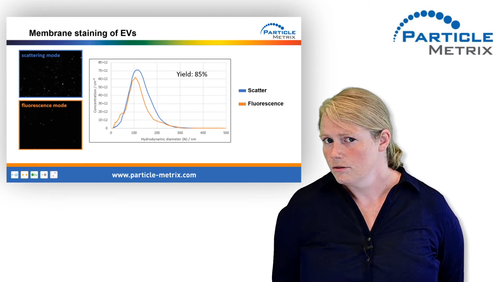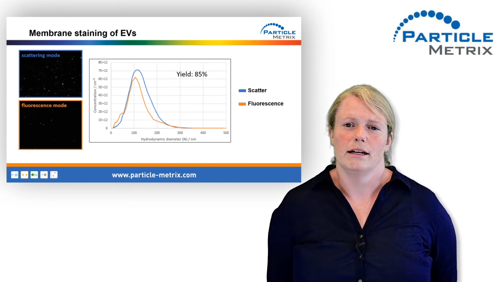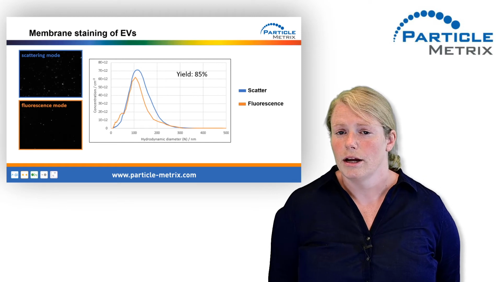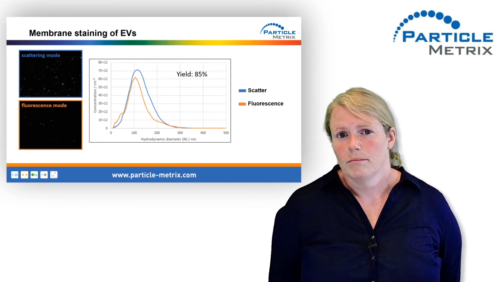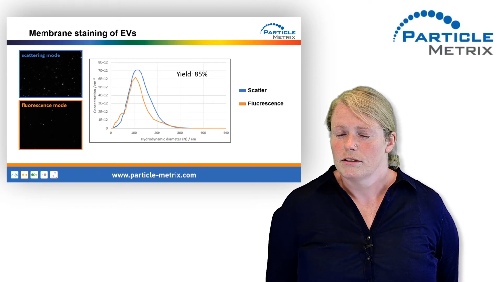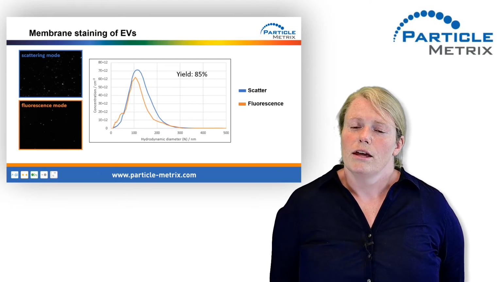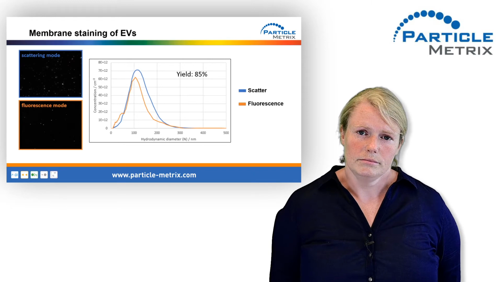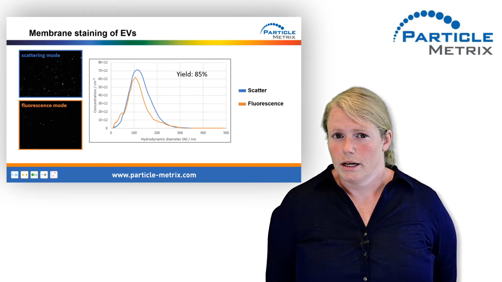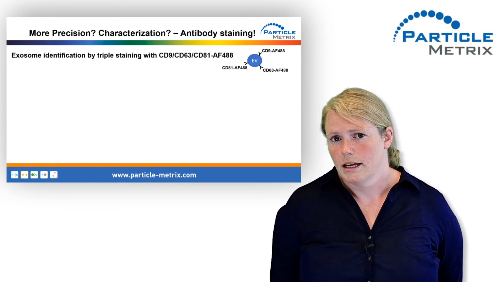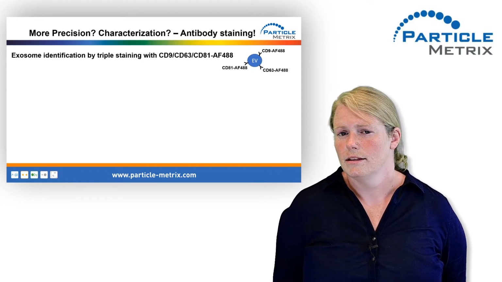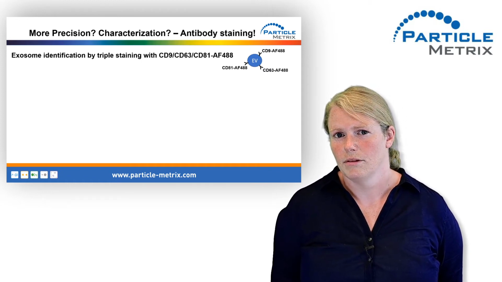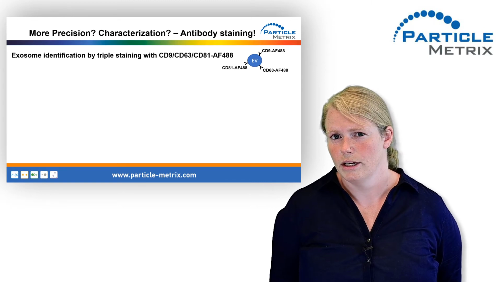But you might argue now that there can be other kinds of particles in our samples which have a membrane but are no exosomes. And of course you are right. So if you want to work with more specificity, you have to work with antibodies. For exosome identification, we use a triple staining with the three exosome markers CD9, CD63 and CD81, all labeled with the same dye, in this case Alexa Fluor 488.